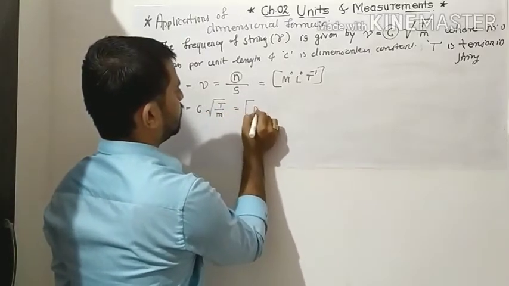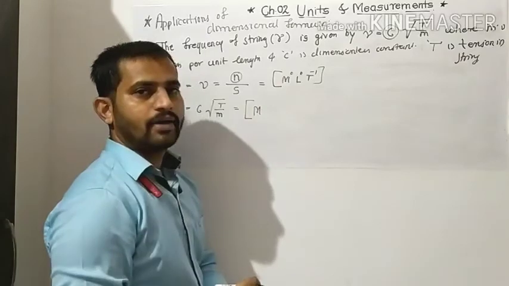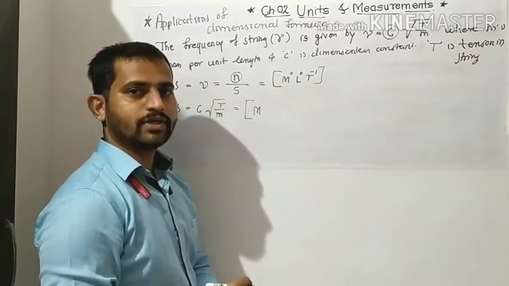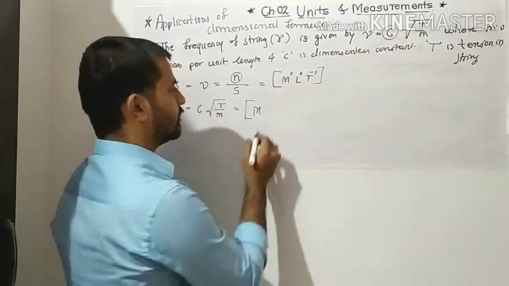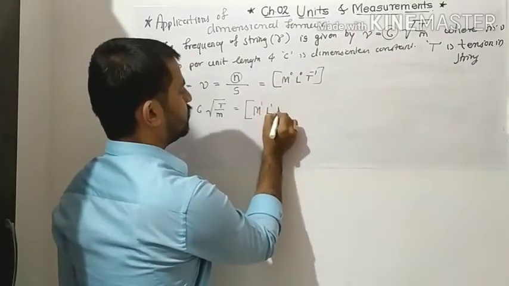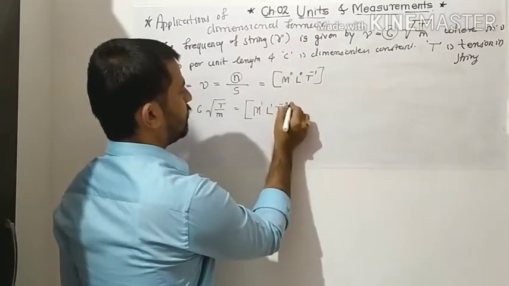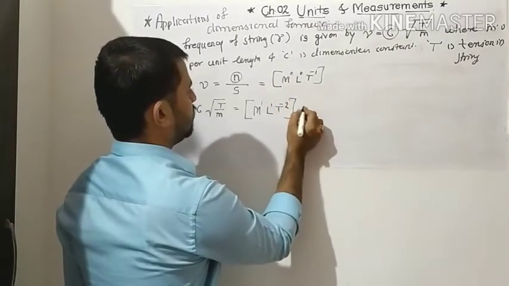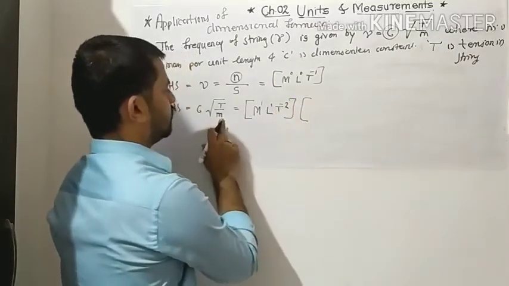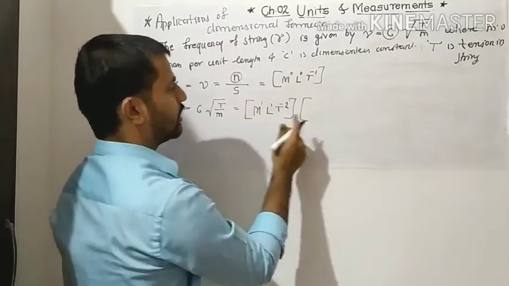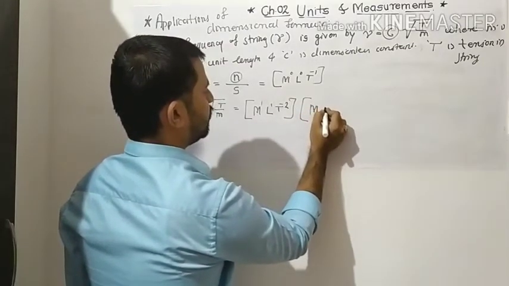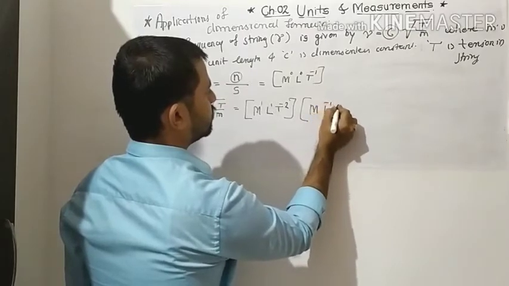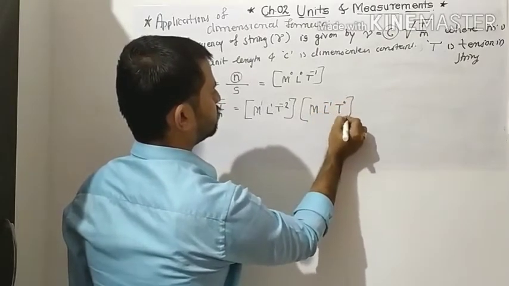Now T is nothing but the force, tension is nothing but the force. So we can write here that the dimensional formula for the force is m raised to 1, l raised to 1, t raised to minus 2. Then it is the mass per unit length. So we can write it as the mass, that is m, per unit length, that is l raised to minus 1 and t raised to 0.